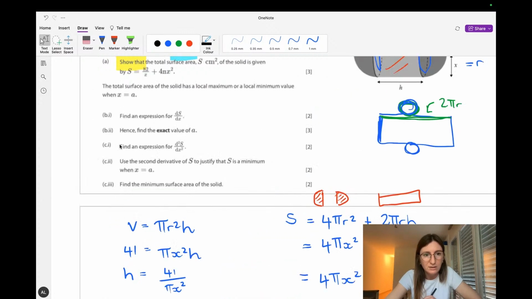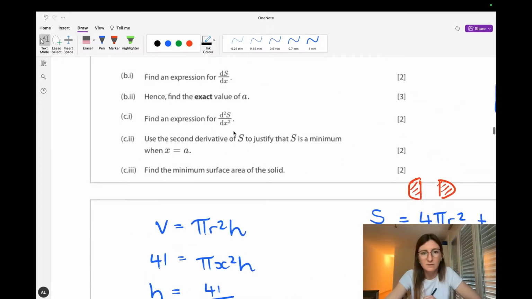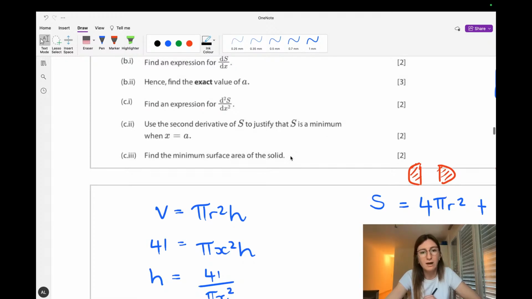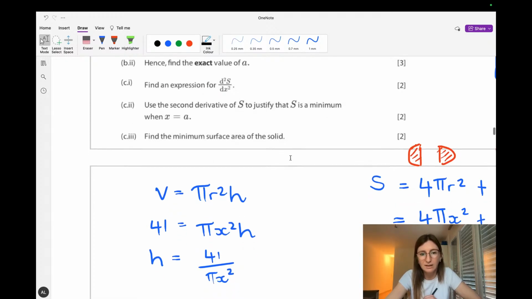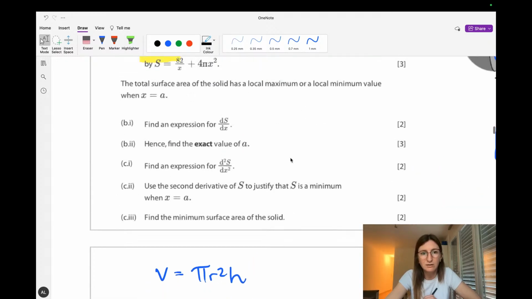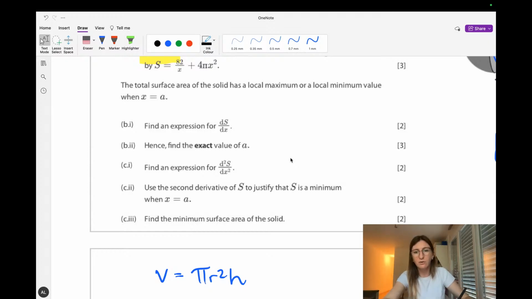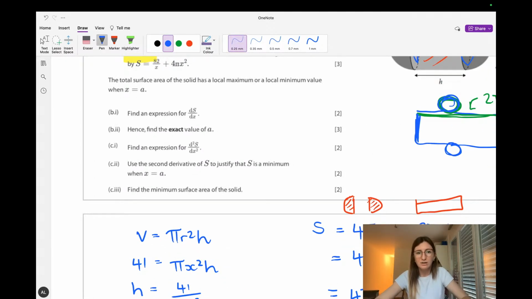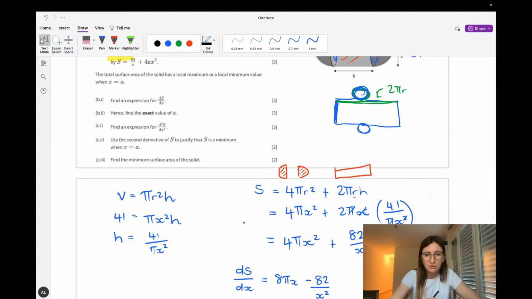So here you see the questions. They say, find an expression for the second derivative. Use it to justify that it's a minimum. So you would get that it would come out as a positive value and it would be a minimum. And then once you have that, you take that value and substitute it into your surface area formula, which you have over here to get your minimum surface area. And that's just substitution.